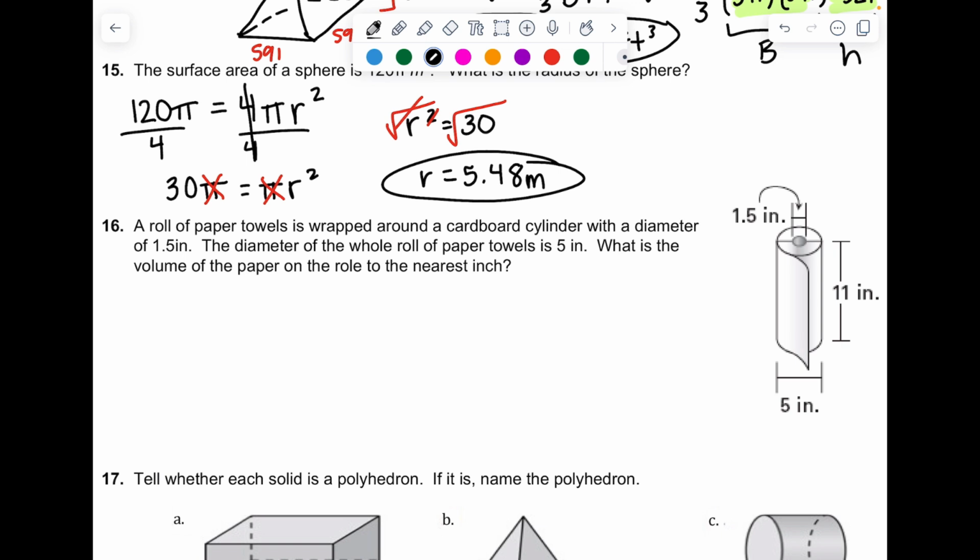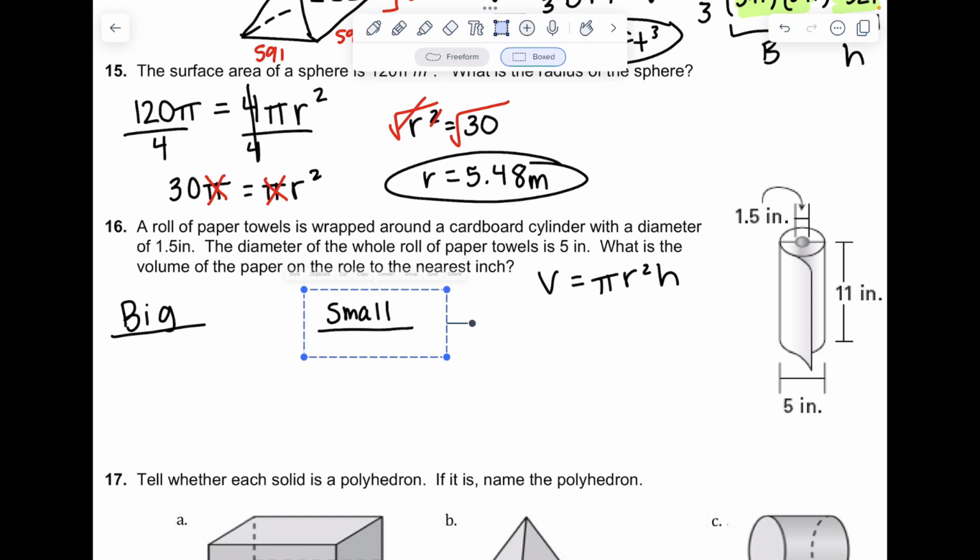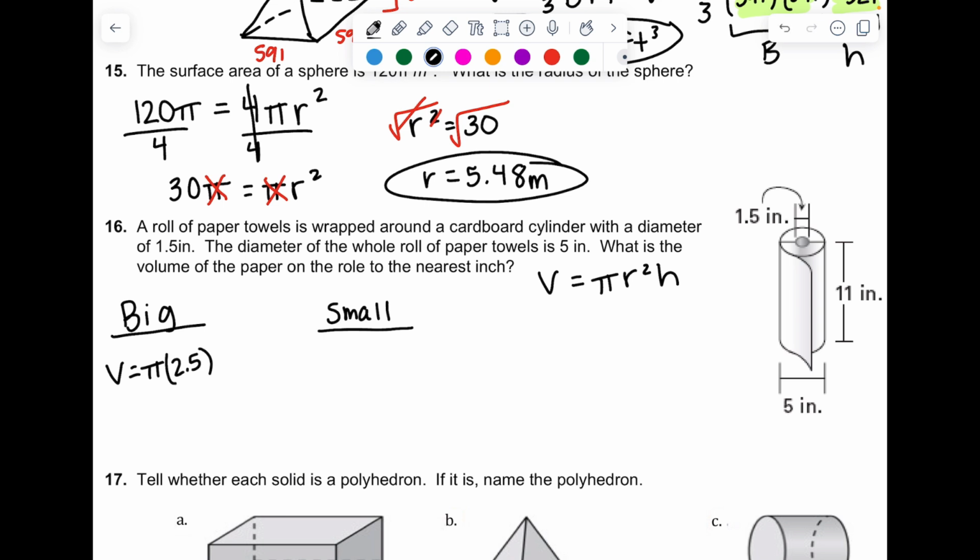So let's just start with the volume of a cylinder is equal to pi r squared h. And then we're going to deal with the big cylinder, and then we're going to deal with the small cylinder, and then we'll subtract. So let's start with the big cylinder. The big cylinder has a radius of, so it gives us a diameter. So the diameter is 5. So the radius is half of that. Half of that would be 2.5. And the height is 11.